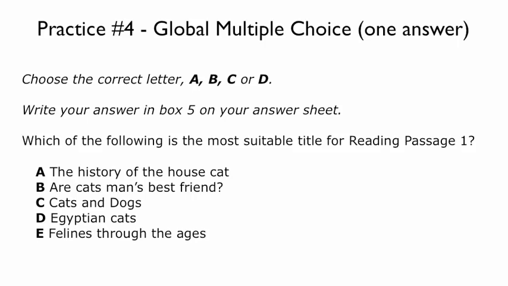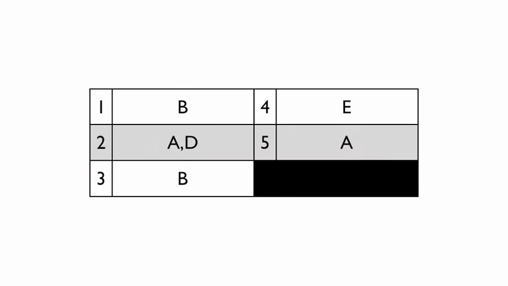Practice number 4. Which of the following is the most suitable title for reading passage 1? A. The history of the house cat. B. Are cats man's best friend? C. Cats and dogs. D. Egyptian cats. And E. Felines through the ages. The answer is A. The history of the house cat. So we would write A in box number 5, finishing our answers. And that's it.